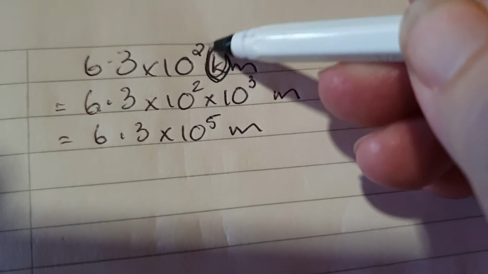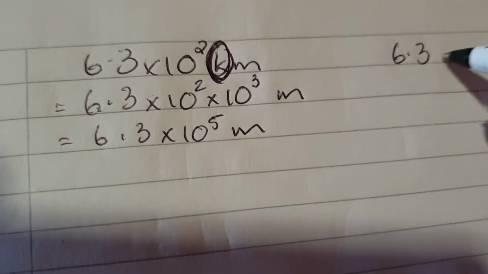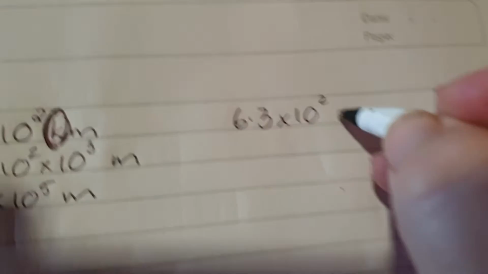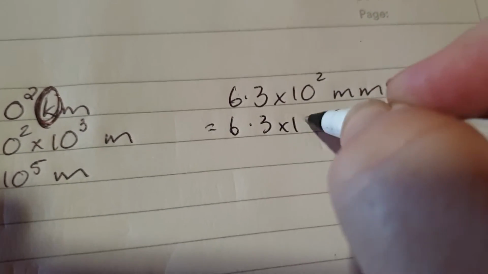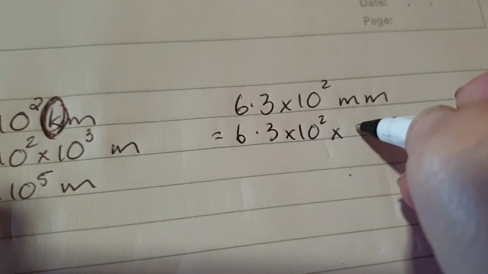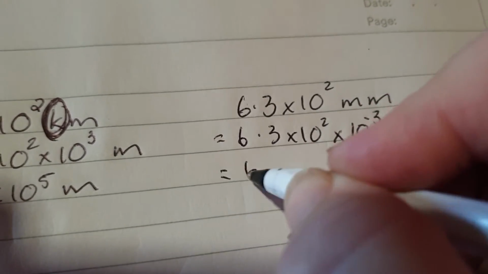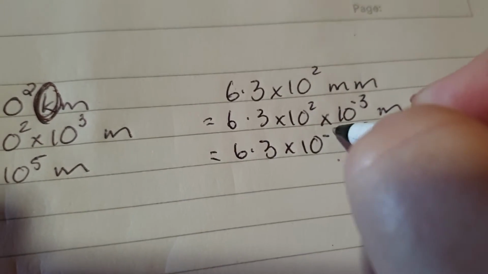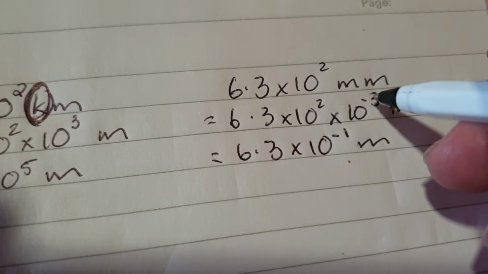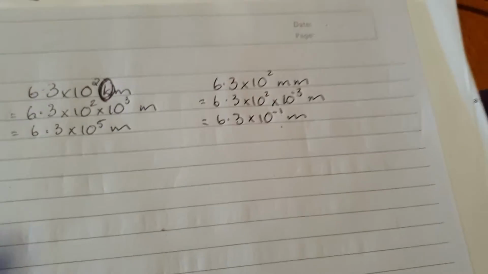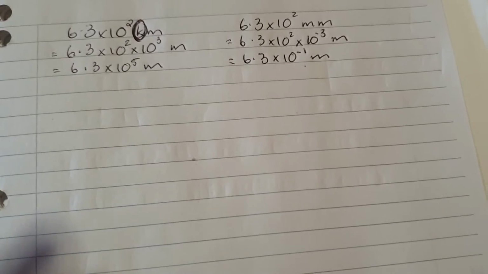Right, so replace that with whatever it stands for. So if it was 6.3 by 10 to the 2 millimeters, then you'd have 6.3 by 10 to the 2 by, milli is 1,000th, so 10 to the negative 3 meters. So that's 6.3 by 10 to the negative 1 meters. Right, you need to know your index rules. So that's an easy way to do it without getting confused. That's how I sort of do it in my head.